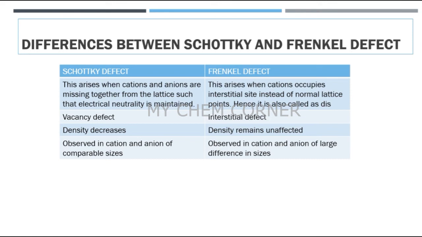Now in Schottky defect, because both cations and anions are missing, the density is going to reduce. But in Frenkel defect, because it's only moving to an interstitial site, the density is going to remain unaffected. Schottky defects are generally observed in cations and anions of comparable sizes, whereas Frenkel defect needs large differences between cation and anion. So these are a few differences between Schottky and Frenkel defect when asked in the exam.